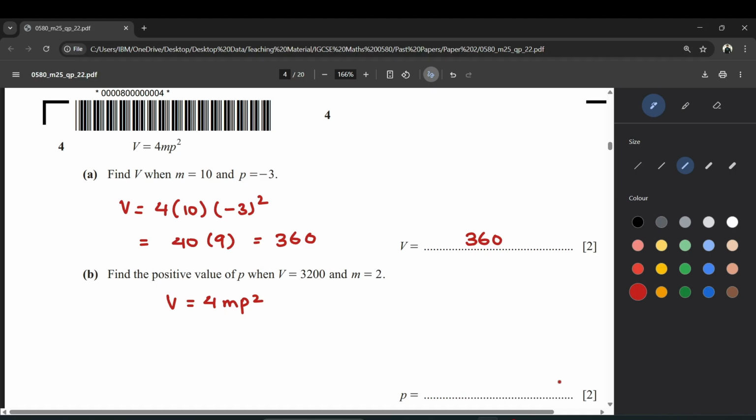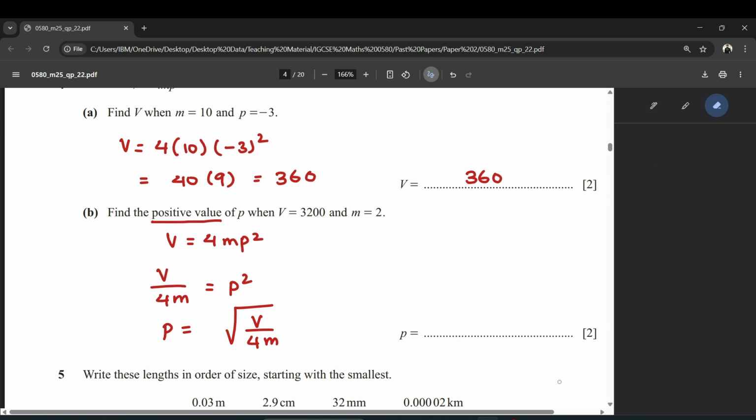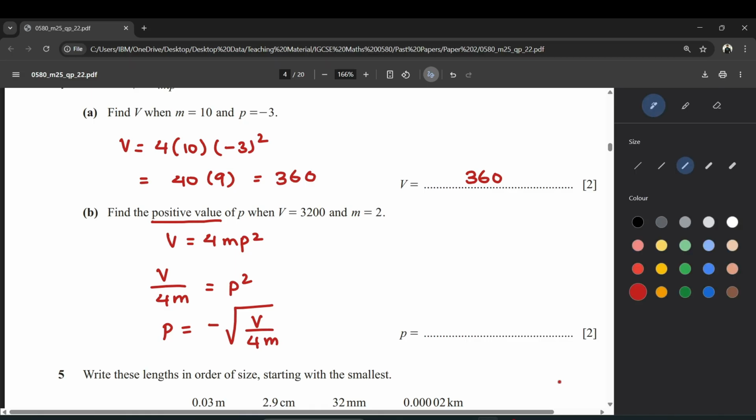So I'm going to divide both sides by 4m, so that 4m will be shifted to that side, equals p squared. Then I'm going to take the square root of both sides. So p is equal to plus minus the square root of v upon 4m. Because the question tells you that we just need to find the positive value, I could get rid of this, or maybe I can write this, but when I'm substituting the values, I'll only consider the positive value.